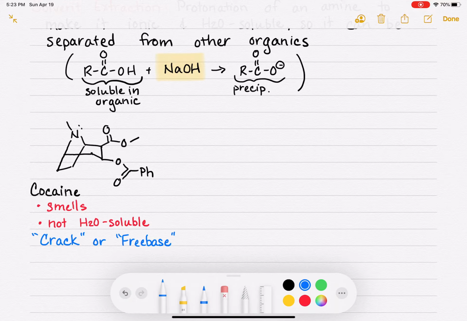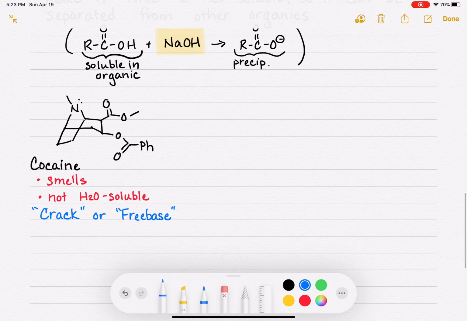So the molecule that we call crack on the street is actually the cocaine molecule, which probably is making you wonder, what is cocaine then? I'll tell you, don't worry. So the difference between crack and freebase is just the purity. Freebase is more pure than crack. It's been purified. Crack usually has other stuff in it, like baking soda and grosser stuff.